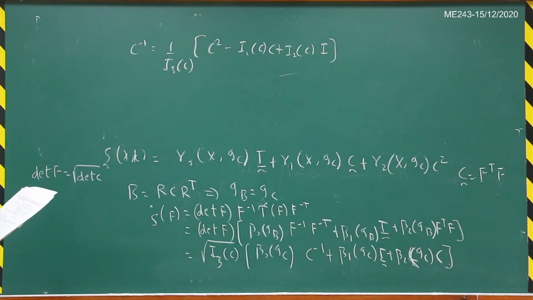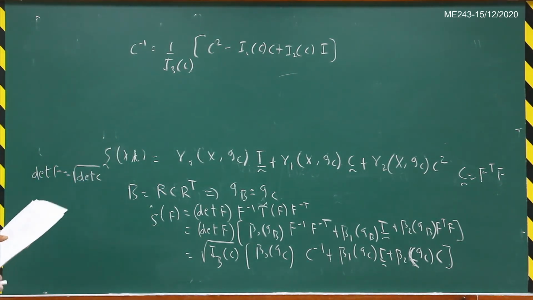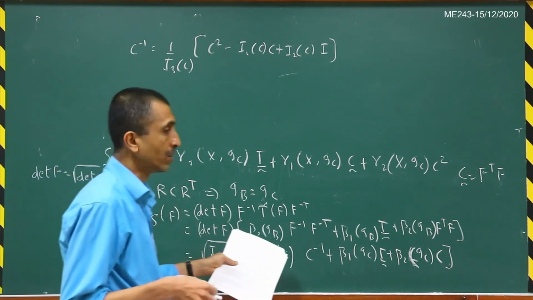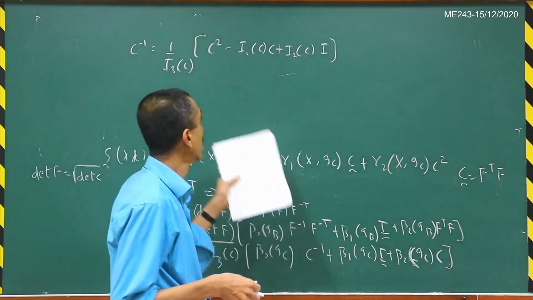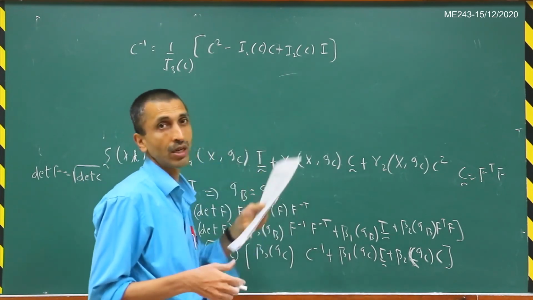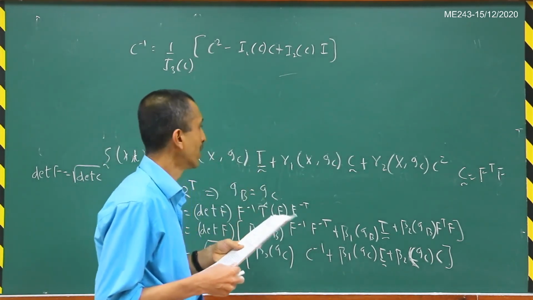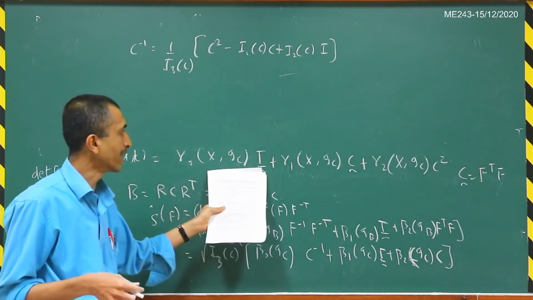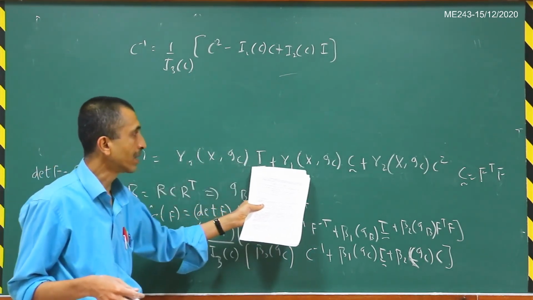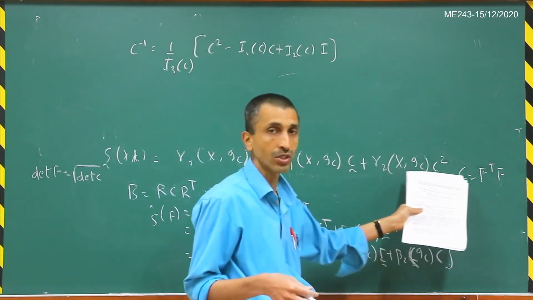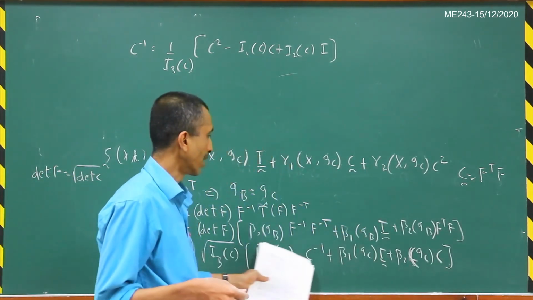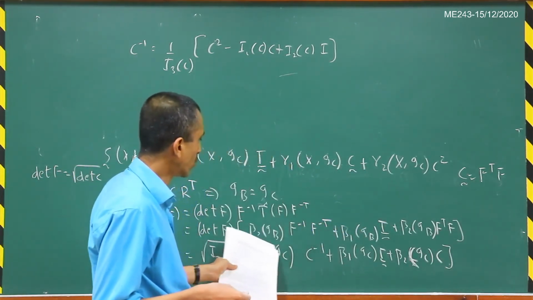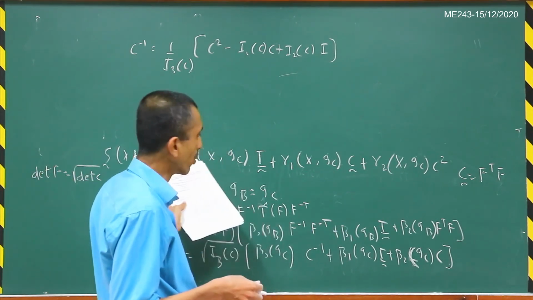You can substitute for C inverse in this particular relation, and you can get the relation in terms of C square. Okay. So that other form that I've written, this gamma naught of invariants of C times identity plus gamma 1 times C plus gamma 2 times C square, that is obtained from this particular relation. So the new constants that you get, I'm denoting them by gamma naught.